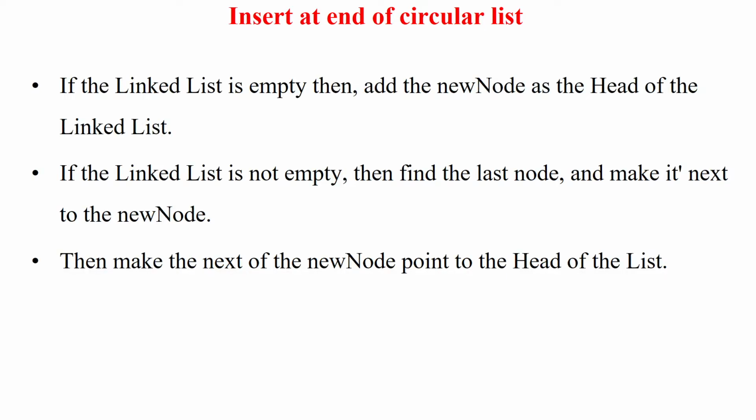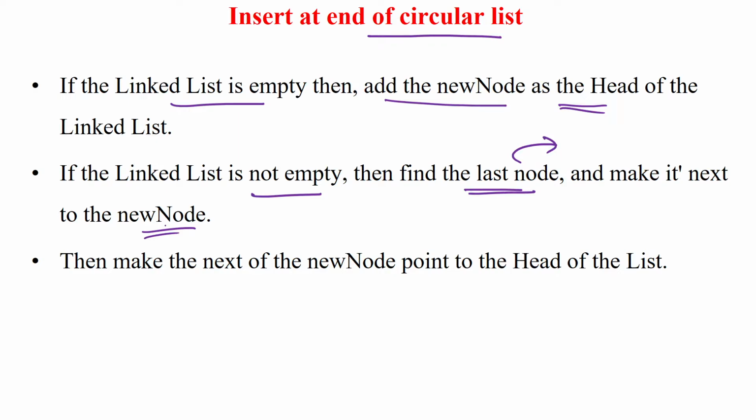Hi viewers, this video explains inserting a node at the end of the circular linked list. Here, if the list is empty, then add the new node as the head of the linked list. If the linked list is not empty, then find the last node and make its next point to the new node.